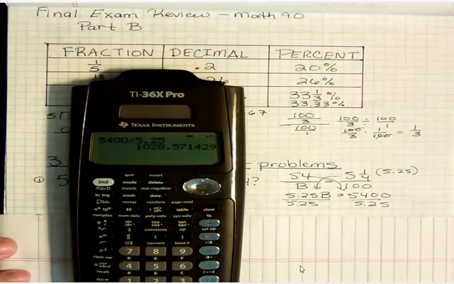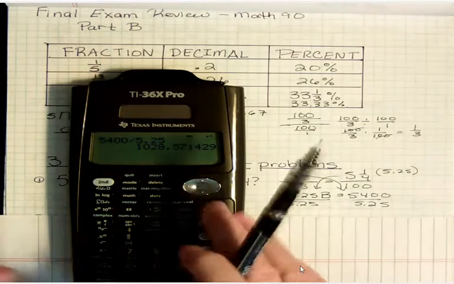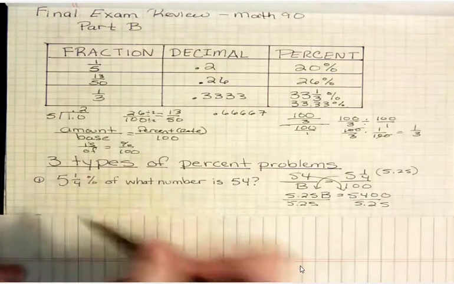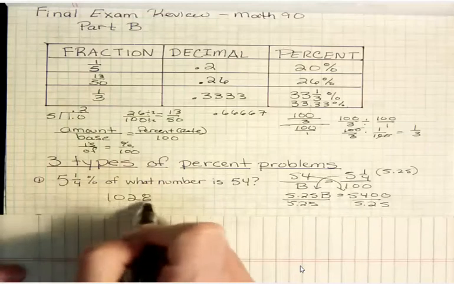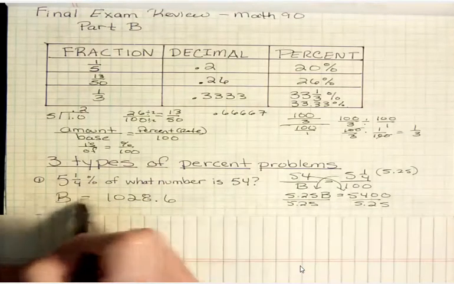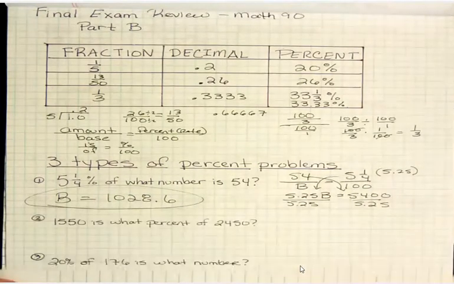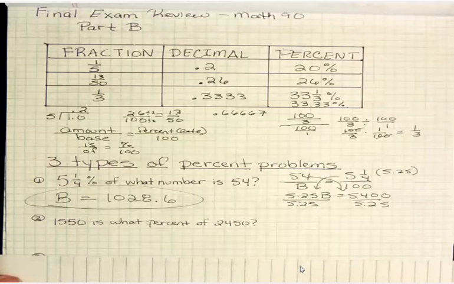I'm going to round that to the tenths place. This is 0.57, to the tenths would be 0.6 because that 7 went to the right. So 1,028.6, that's what B is. All right. Again, if they ask you to round to the hundredths, you'd go out 2 places, whatever they request for you on that. And the second one, 1550, is what percent of 2450?